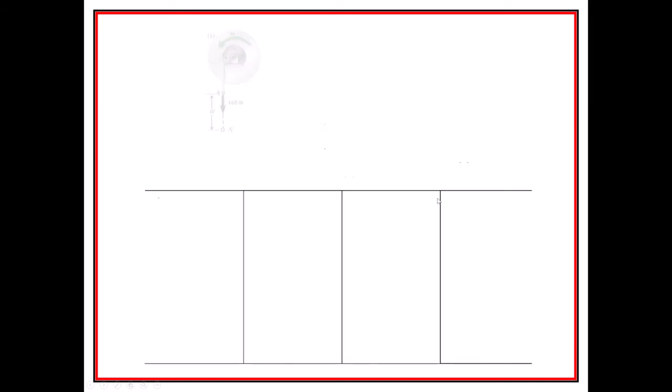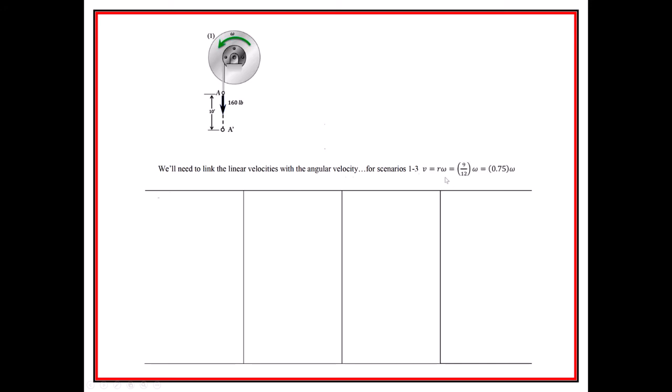So let's take a look at the first scenario right here. We're using work energy as part of this. The force that we're applying is going to move down 10 feet, right? Something that we're going to need to know for all of the first 3 scenarios is that the velocity we would find at A is related to the angular velocity by 9/12, or 0.75 omega.